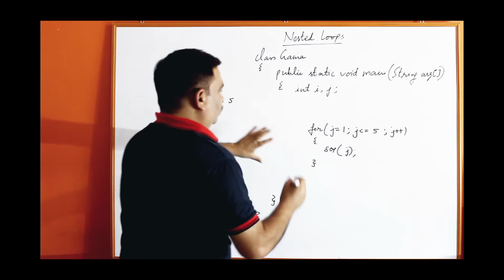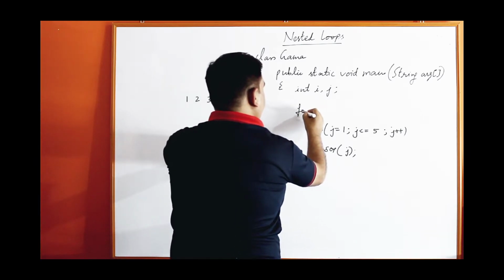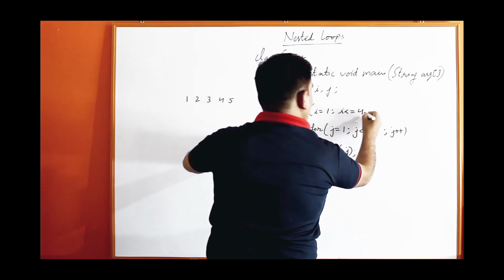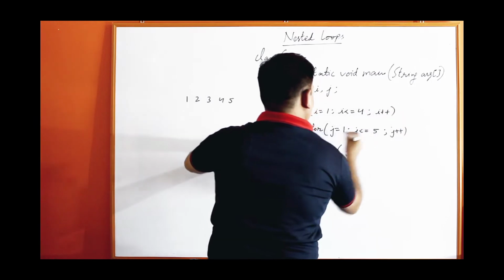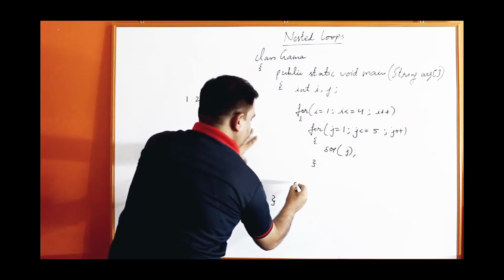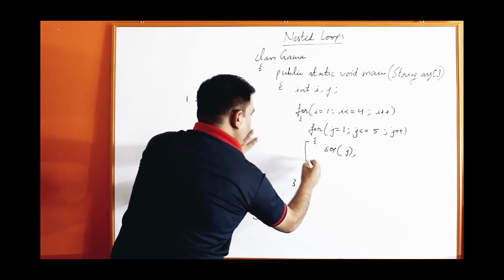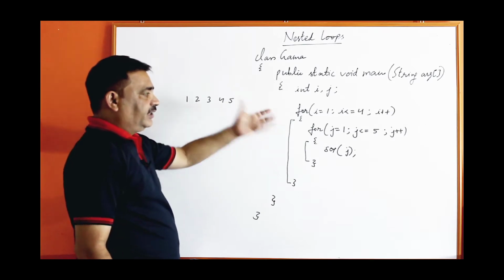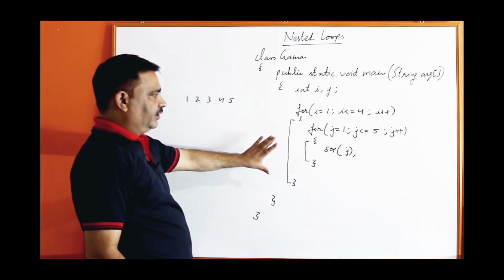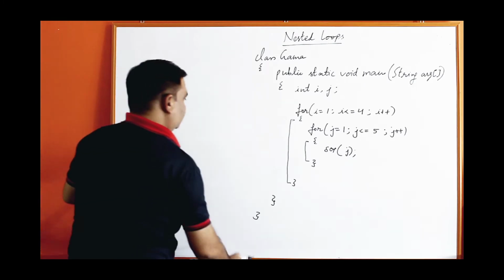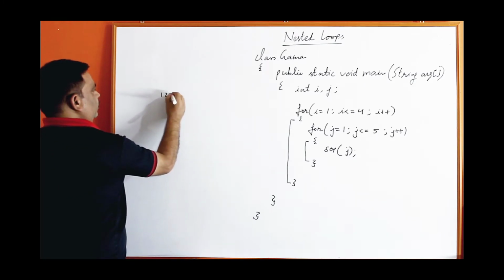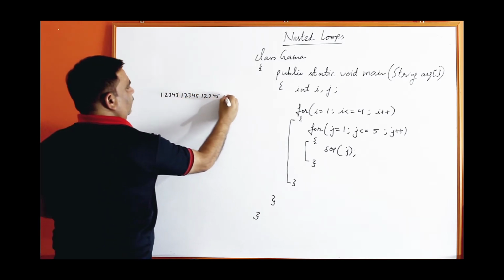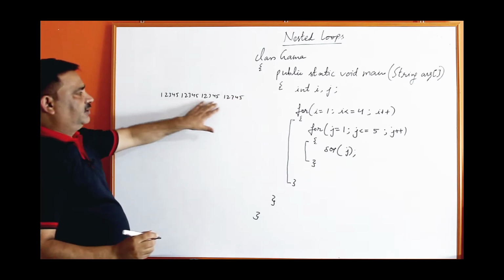Now what I am going to do, I am making one more loop: for i equal to 1 and i is less than or equal to 4, i plus plus, from here up to here. So this is called the inner loop, this is called the outer loop. And now what will it print? Try to understand. First of all, I am going to show you the output of this program. It will print 1, 2, 3, 4, 5 again and again, 4 times.